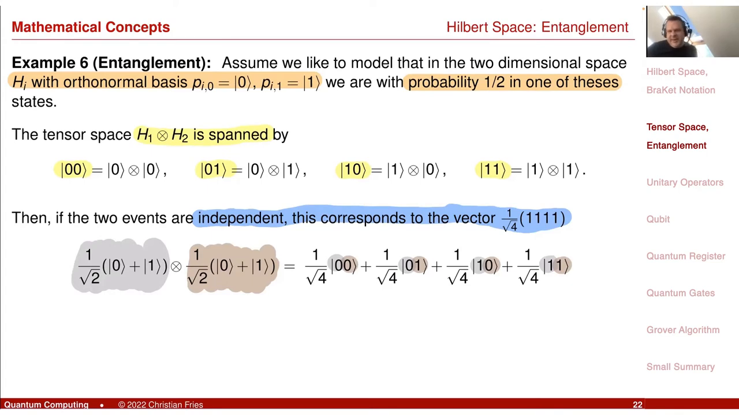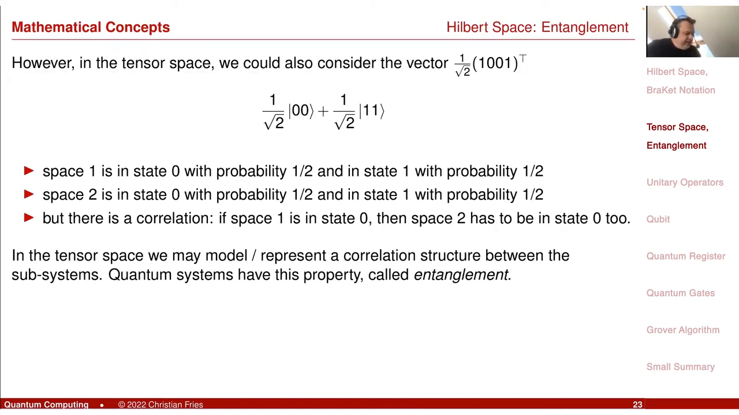But in my tensor space, I can also have the following situation: that I see the vector 1, 0, 0, 1. And since it is a normed vector, it's 1 divided by square root of 2. So that would correspond to being with probability 1/2 in the state 0, 0, and being with probability 1/2 in the state 1, 1.